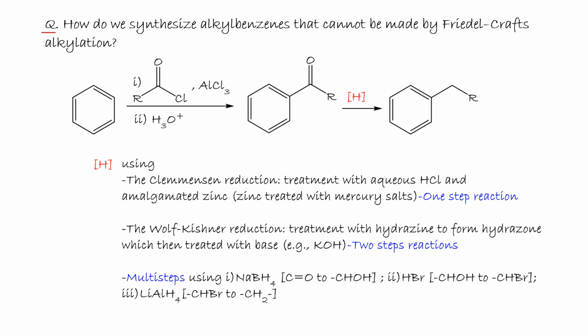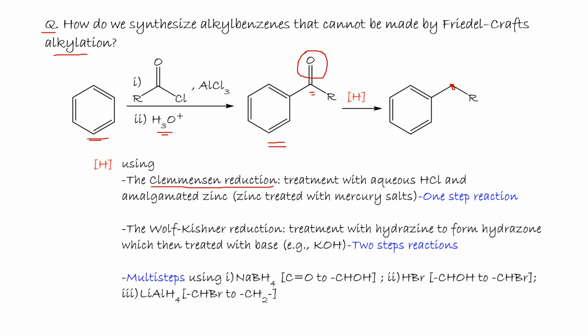How do we synthesize an alkylbenzene that cannot be made by Friedel-Crafts alkylation? Well, the first step is treating benzene with acid chloride and aluminum chloride. Second step, acidification, treated with aqueous acid, get the ketone, then just reduce the ketone, transferring the C=O to CH2.